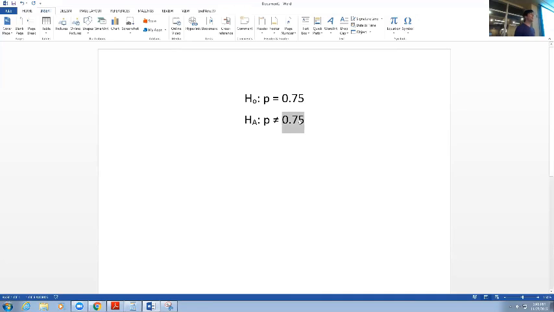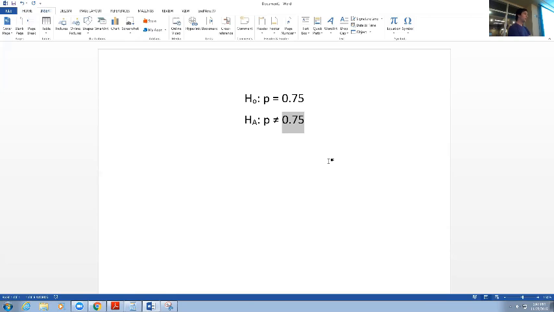This is the hypothesized true value. This is actually P naught. P naught is the hypothesized true proportion. So if we read it as a sentence, one of these things must be true. And that's the way it works with a null and alternative. We can do a one-sided alternative, but with the two-sided alternative, one of them must be true. They can't both be true.